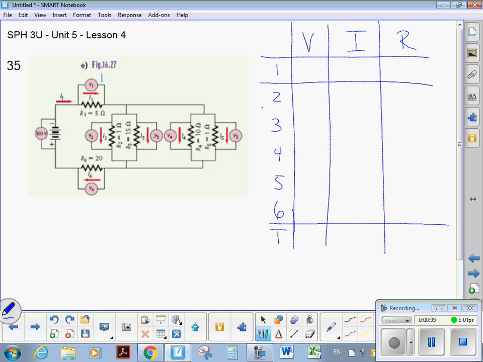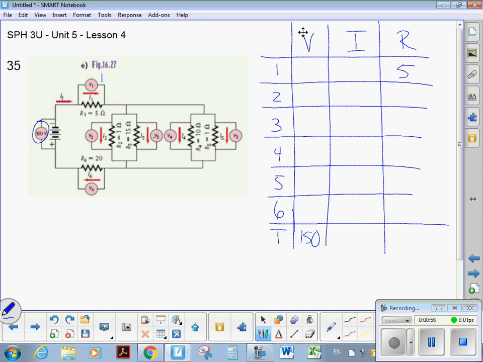So we'll separate this off. Now I fill in whatever information I can. I have a total of 150 volts right there. At resistor 1, it's 5 ohms. I don't know anything else.